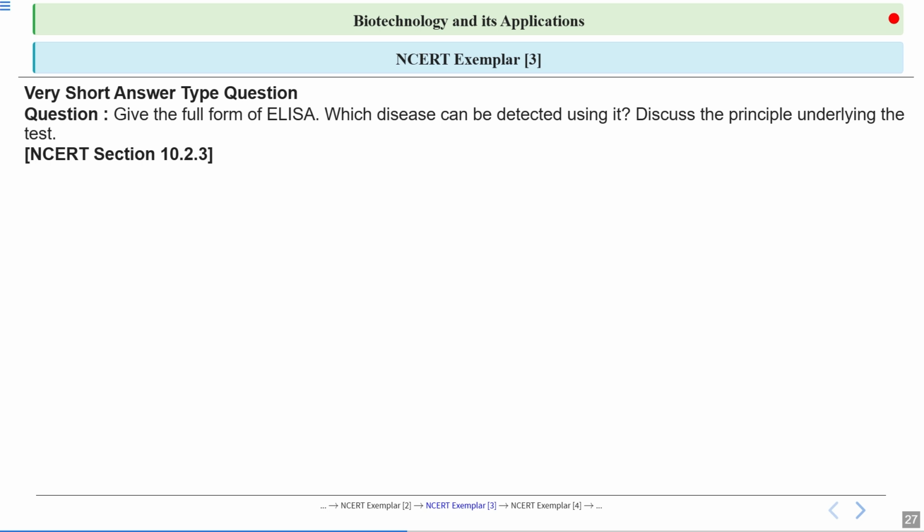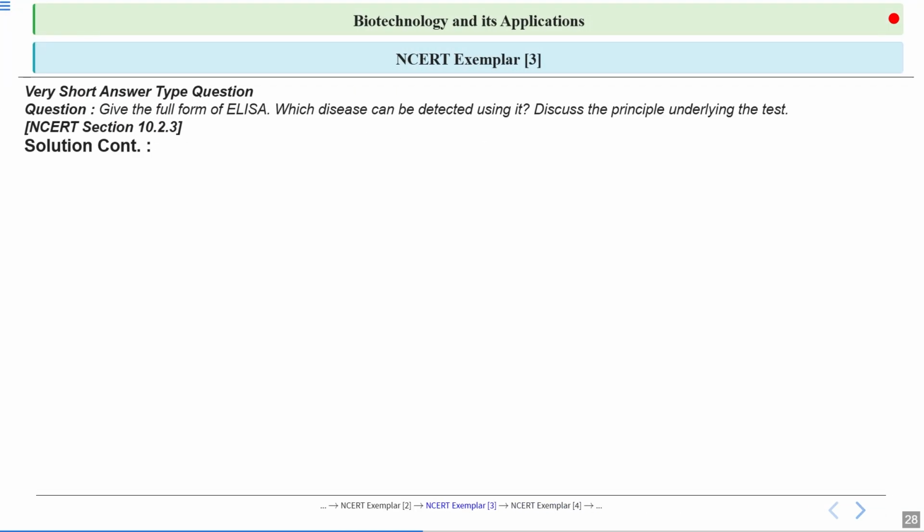Now the next question is also a very short answer type question. The question says, give the full form of ELISA. And which disease can be detected using it? Discuss the principle underlying the test. This is from NCERT section 10.2.3. First, they are asking us the full form of ELISA. Then they are asking which disease ELISA can detect. Third, discuss the principle underlying the test. We have to tell what is the principle of this ELISA test.